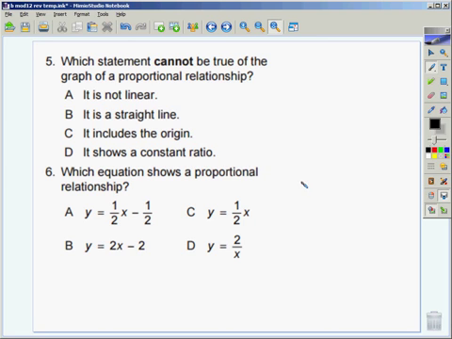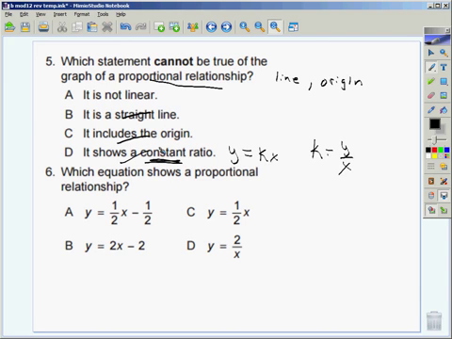Five and 6. Which statement cannot be true of a proportional relationship? Well, to be proportional, it has to be a line, and it has to go through the origin. And it says which of these can't be true if it's proportional? It says it's a line. Well, that can be true. It includes the origin. That can be true. It shows a constant ratio. In other words, k is y over x. It's constant, that constant of proportionality. That's also true.